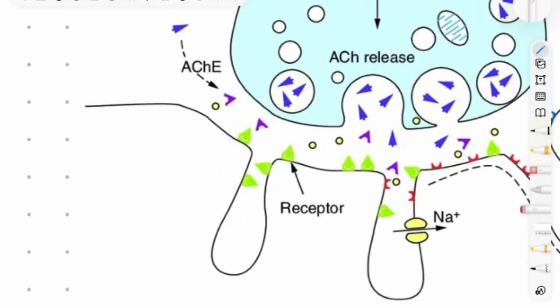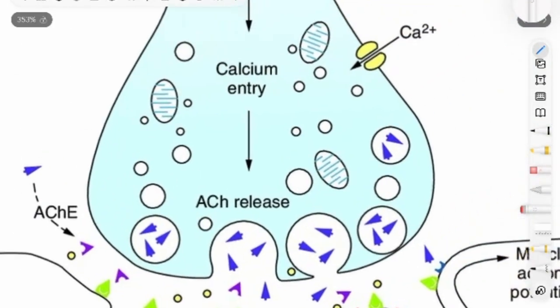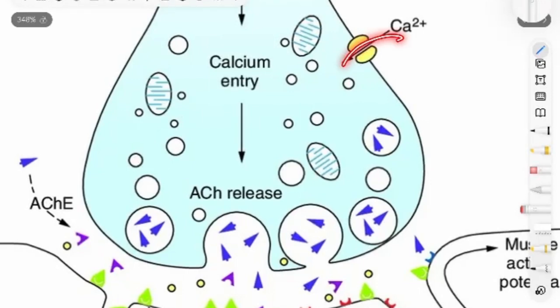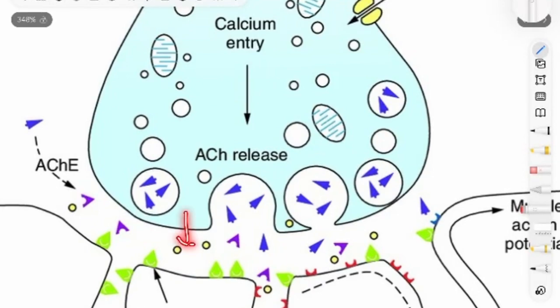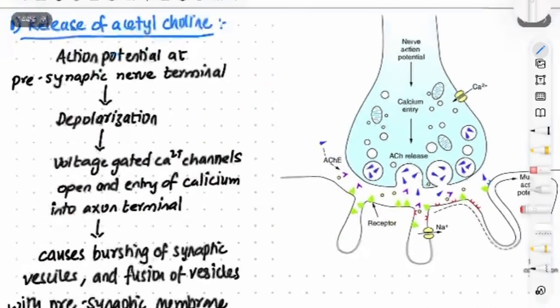How does this take place? By the process known as exocytosis. See, I'll just give clarity again. Calcium gets influxed, the synaptic vesicle binds to the presynaptic membrane, there will be bursting and release of ACh, the acetylcholine, and through exocytosis there will be release of acetylcholine into the synaptic cleft.